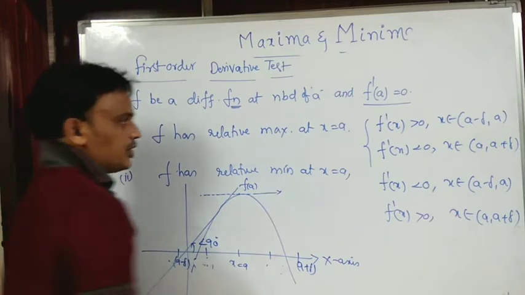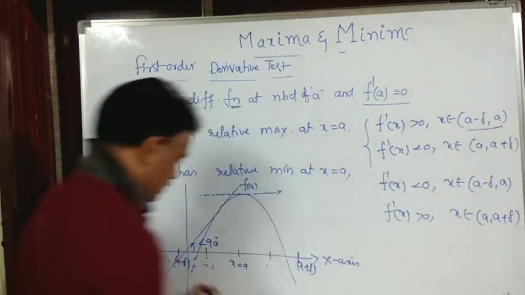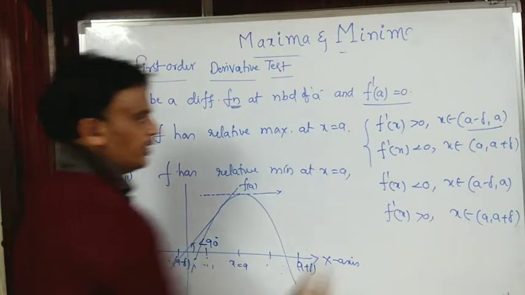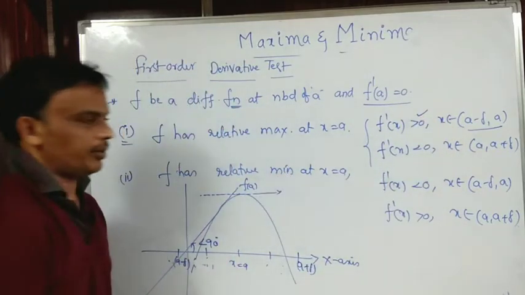So in which interval? x belongs to A minus delta to A. The slope of the tangent is positive. f dash of x is positive. Am I right or not?